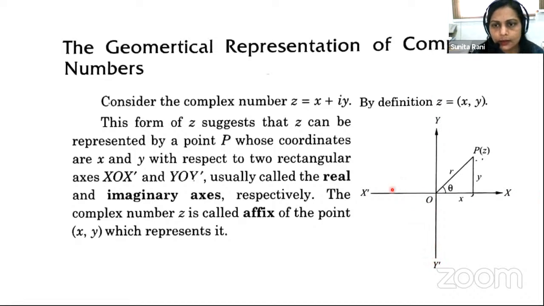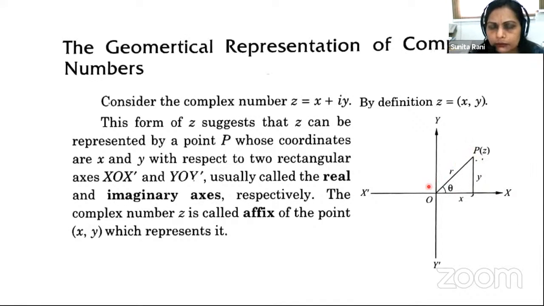This is called the real axis, and this is the imaginary axis. Y of y dash is the imaginary axis. And z is a complex number having point xy. Okay, this is a representation.